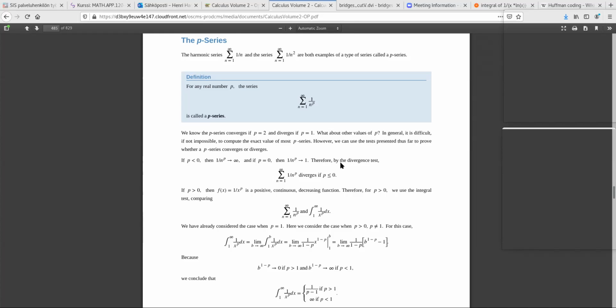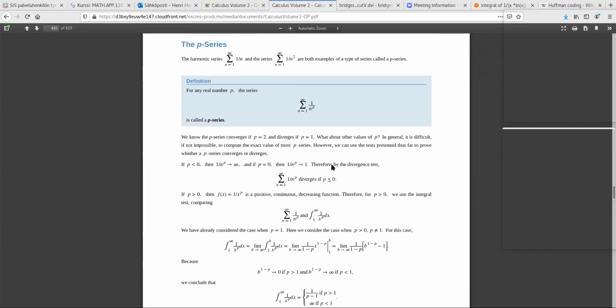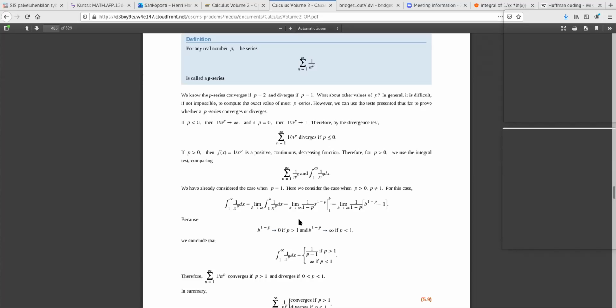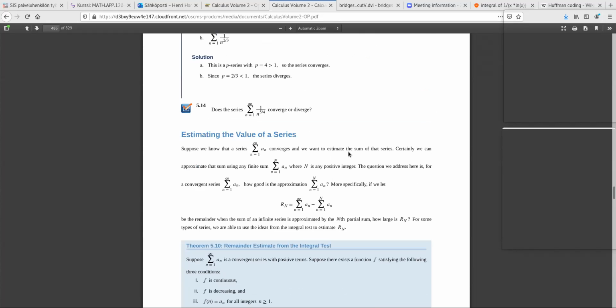If p is smaller than or equal to 1, then this will diverge. And if p is greater than 1, then this will converge. And we can do this test by using the integral test. So the integral test easily gives us this result. Not going to go through it the way we talked about last time.